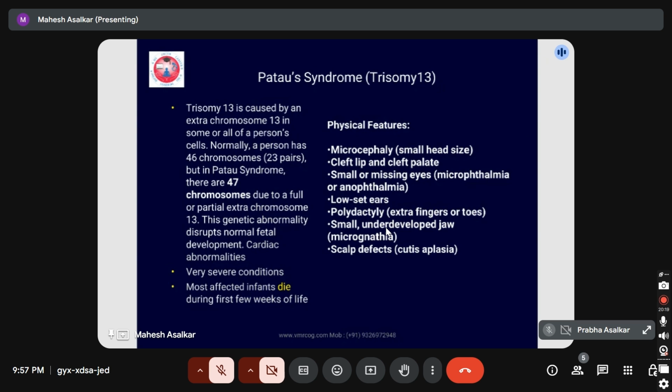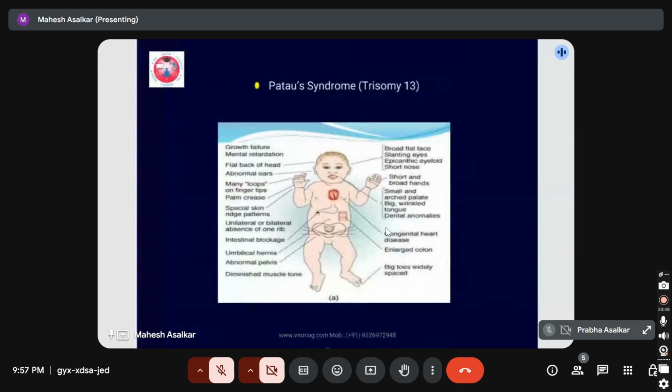So physical features will be, everything will be micro. Most of the things will be micro. That is microcephaly, small head size, then cleft lip, cleft palate, small or missing eyes. That is microphthalmia or anophthalmia. So microcephaly, microphthalmia, okay, and micrognathia. There is a small underdeveloped jaw. Then there is polydactyly, extra fingers or toes, low set ears, and scalp defects, cutis aplasia. So these are the features of Patau syndrome. Okay, there is a mnemonic also in Patau syndrome. So this figure also shows various features of Patau syndrome.